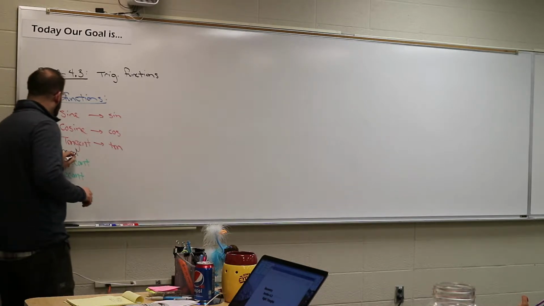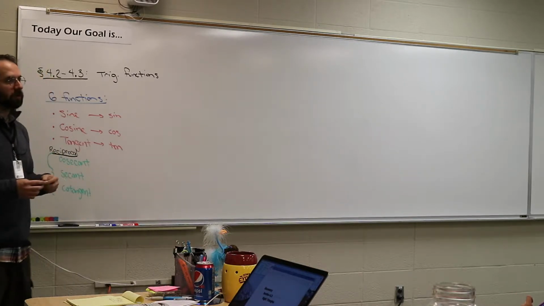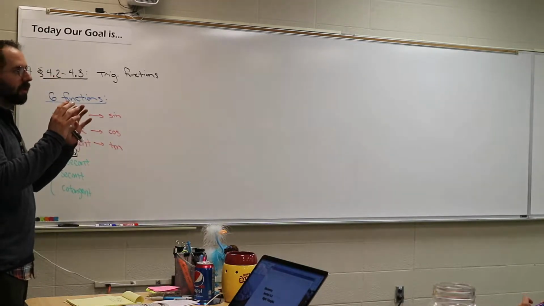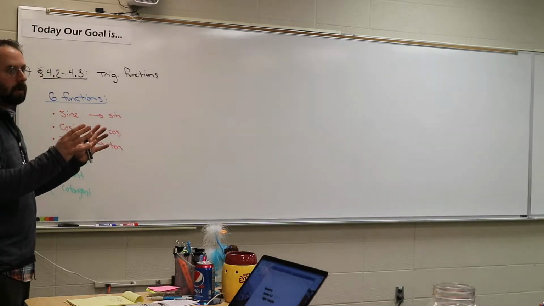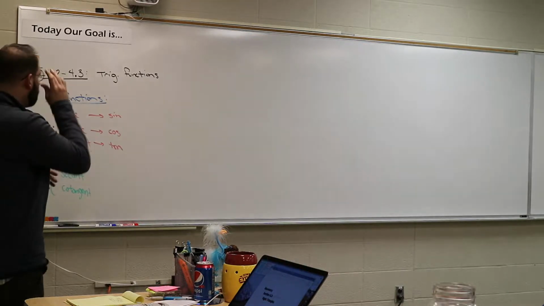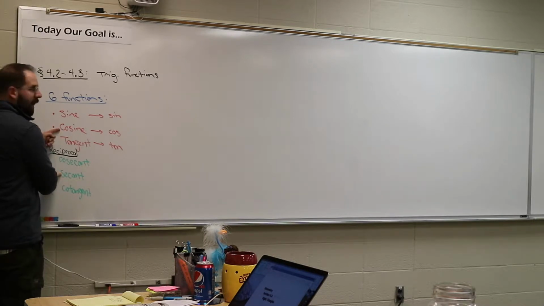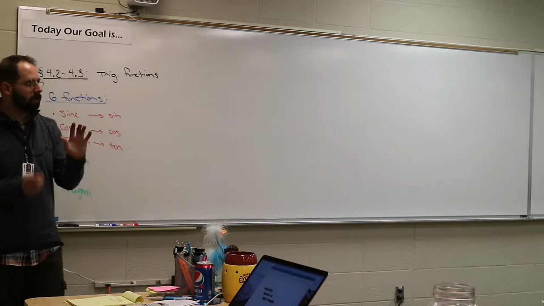We're going to talk about that today. But again, how do I know which ones are paired together for the reciprocals? In every pair, one of them starts with the letter C. Every single pair of reciprocals. So for instance, sine is paired with one that starts with the letter C. Cosine and secant, one of them had the letter C in it. Tangent, cotangent, one of them had the letter C as the first letter. They're always paired like that.